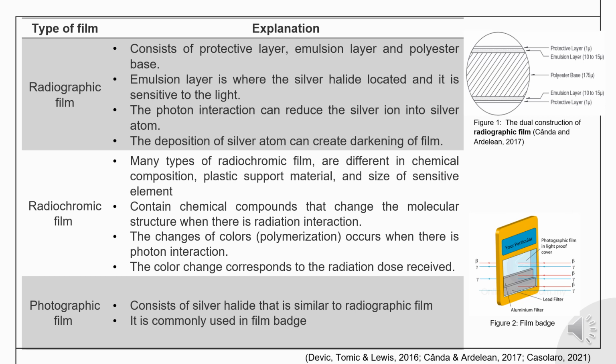Another film is radiochromic film. There are mostly two types of radiochromic film, which differ in chemical composition, plastic support material, and size of the sensitive element. They contain chemical compounds that change molecular structure when there is radiation interaction. The change of color, which in another term is polymerization, occurs when there are photon interactions. The color change corresponds to the radiation dose received.